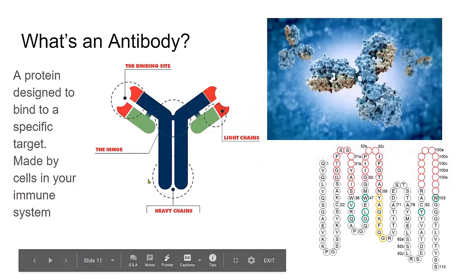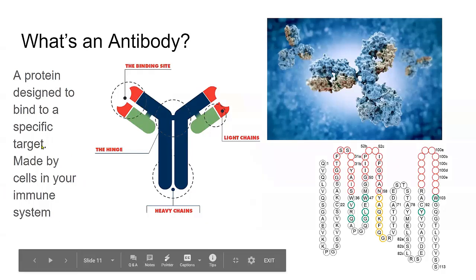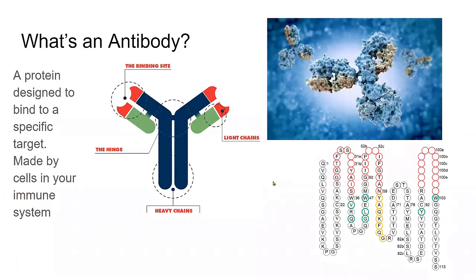And an antibody is a protein. Some of you may have seen this slide before. It's a protein. It binds to a specific target. And it's made by cells in your immune system. So I'll try to explain how all that works.